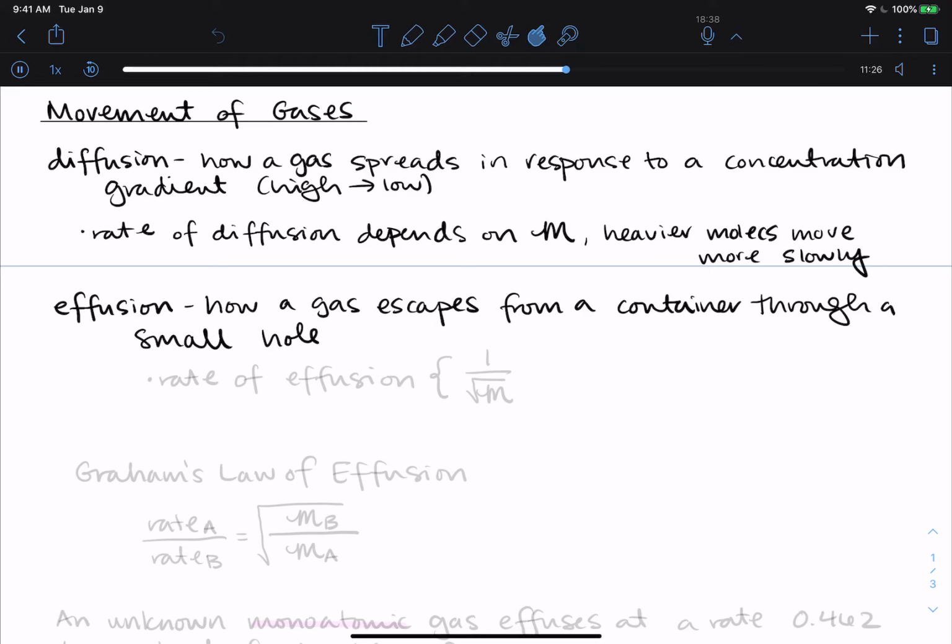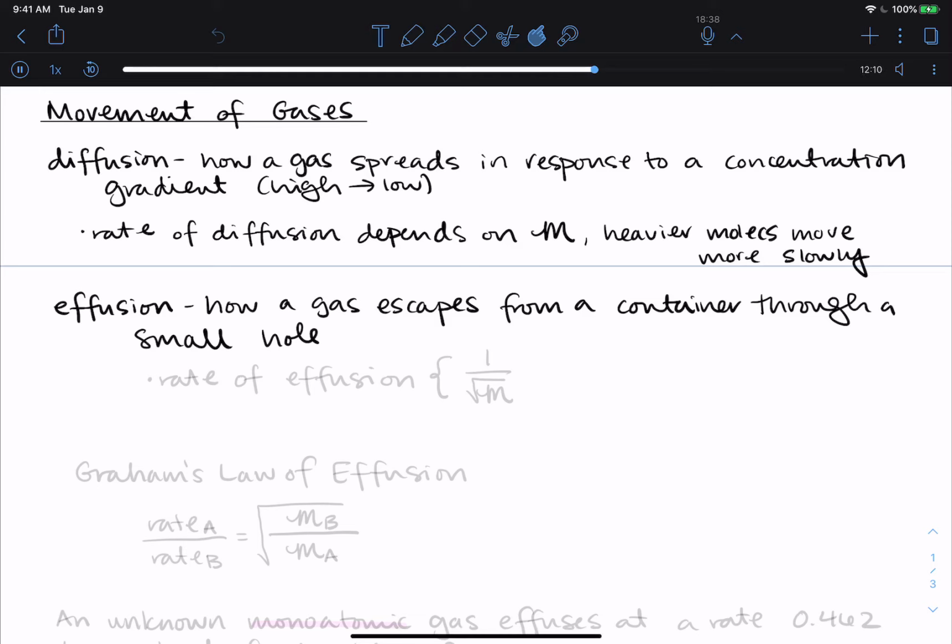So it is technically moving similarly to what's happening in diffusion, in that it's probably going from a high concentration to a low concentration. But explicitly, this effusion experiment is when you have a gas in a container and it can escape that container through a small hole, and it actually goes into another container so that we can measure how quickly it takes to get over there. And the reason that we do that is because we can use something called Graham's law of effusion to identify an unknown gas if we have some known information.